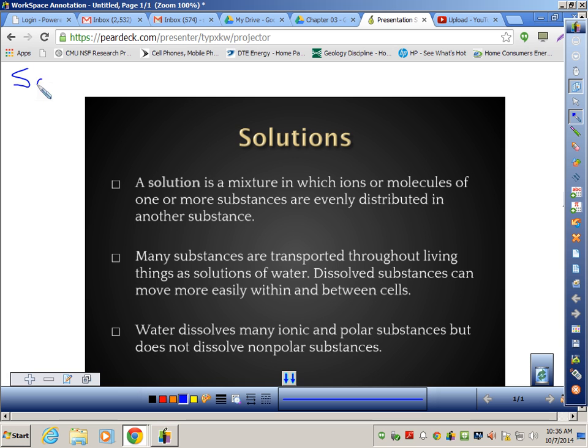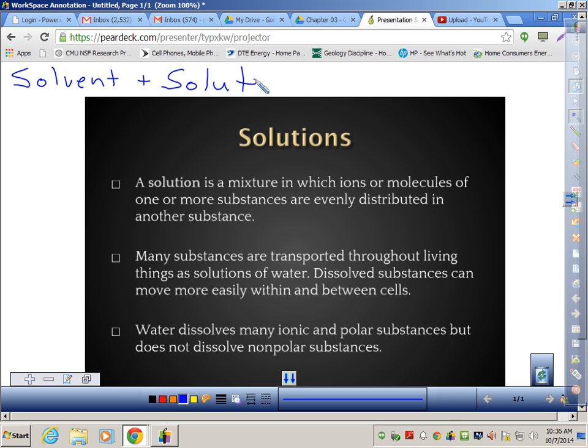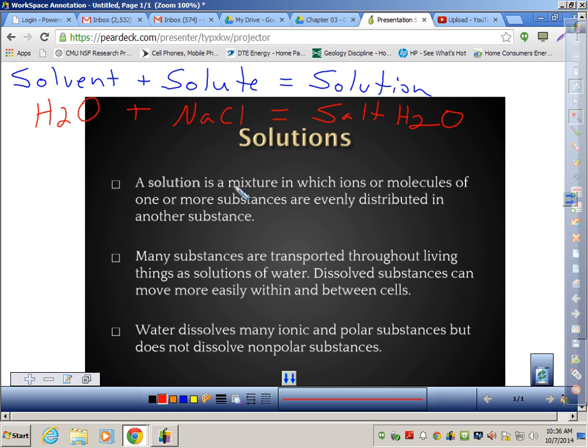Water is what is known as a solvent. If I add that to something called, you guys remember what the other thing is? Solute, you get what is called a solution. Solvent would be water. Water is known as the universal solvent. Solute could be something like salt, giving us salt water. So don't forget, the universal solvent is water.